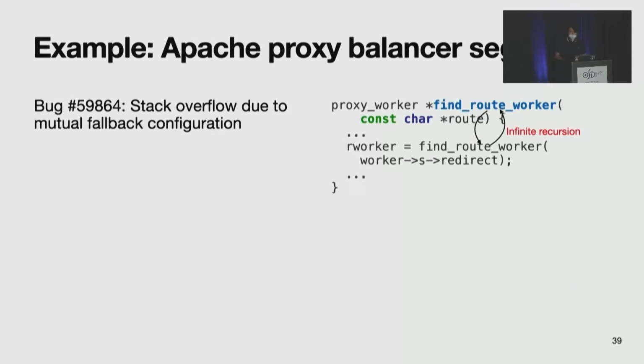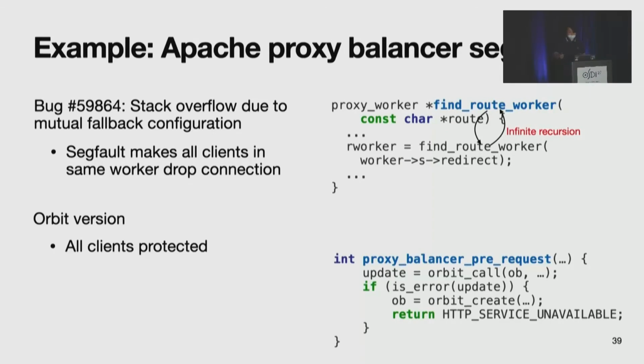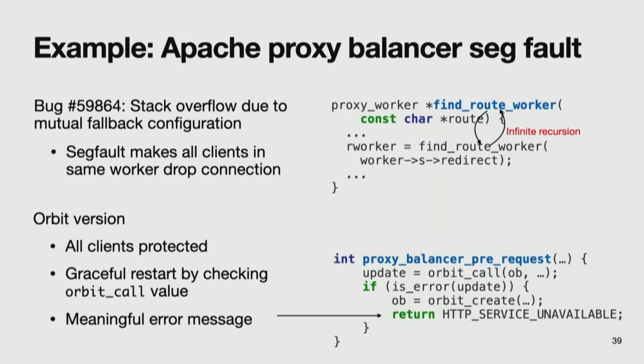Let's see an example, the Apache proxy balancer. There was an infinite recursion bug that resulted in stack overflow and then segmentation fault. Thus, all clients connected to this worker will see a dropped connection. In the Orbit version, the isolated proxy balancer also isolates the seg fault. It prevents the client's request from being interrupted. The main program can also safely restart the orbit task, and the client of the triggering request can now see a meaningful error message.